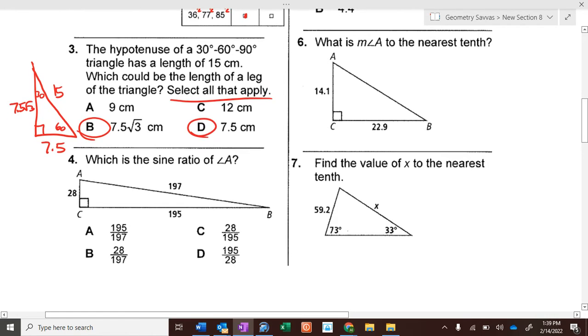Okay? Ratio of the sine of A. Well, if this is a hypotenuse, this is the opposite, and this is the adjacent. Sine is what over what? Opposite over hypotenuse. Opposite over hypotenuse is 195 over 197.